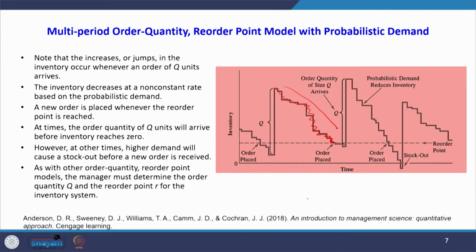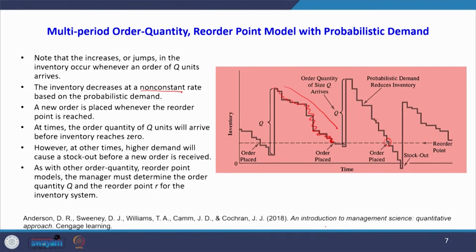You remember previously the assumption was that demand decreases at a constant rate. Now, the inventory decreases at a non-constant rate. A new order is placed whenever the reorder point is reached. For example, whenever the inventory reaches this point, we make another order. So, that point is the reorder point.